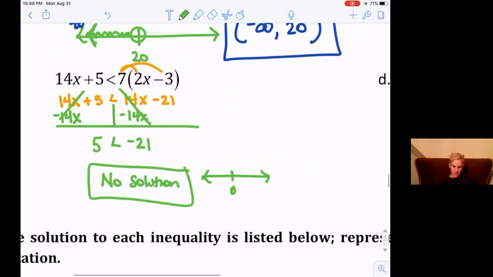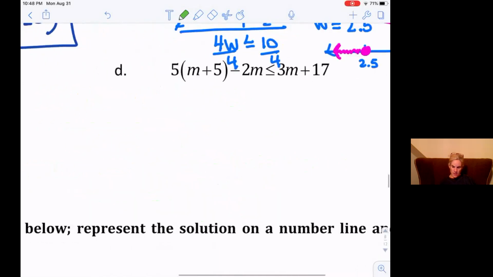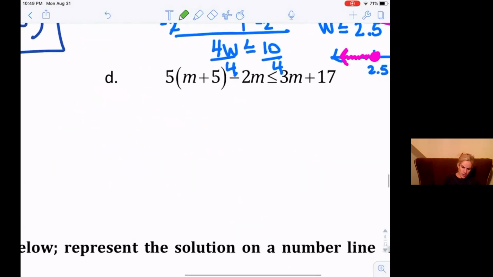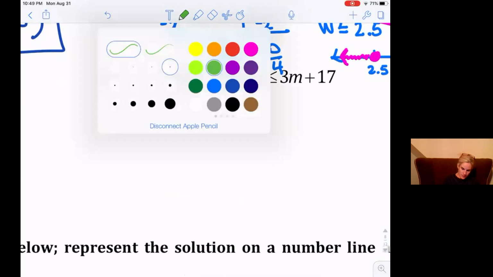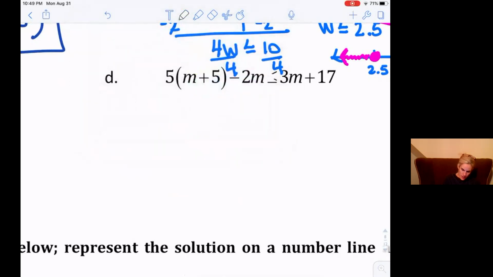And then for D, I did D on here, and D ends up being like C. So I think I'm going to change something. Okay, on D, I would like for you guys to change the inequality symbol so that it says greater than or equal to.